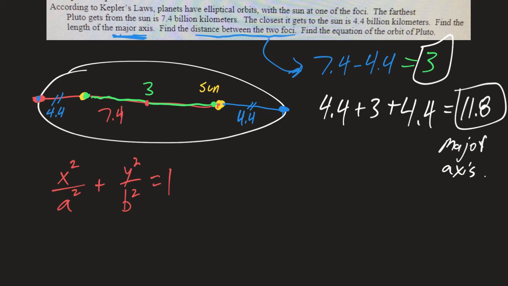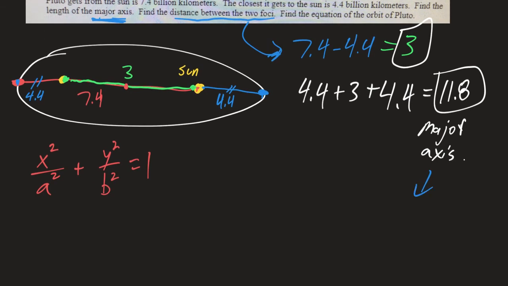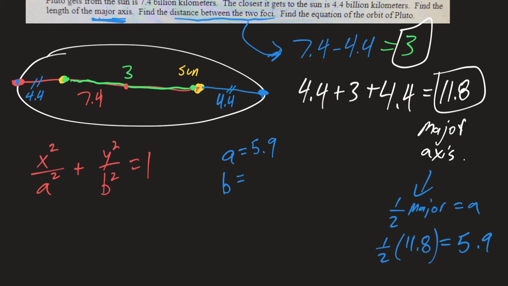Remember guys, a is just the center to the vertex, so it is just half of the major axis. Half of this major axis is a. We can do that math: 1/2 times 11.8, and we should get that a is equal to 5.9.